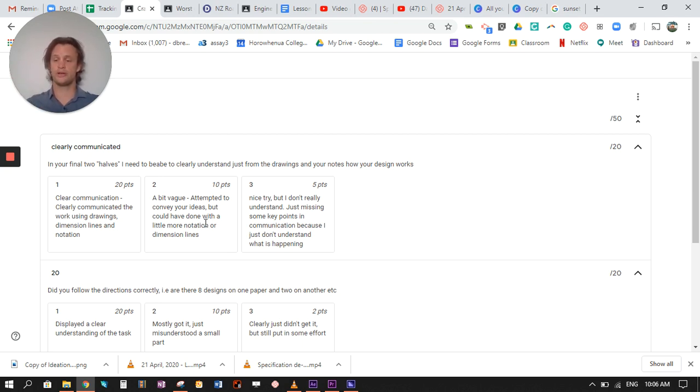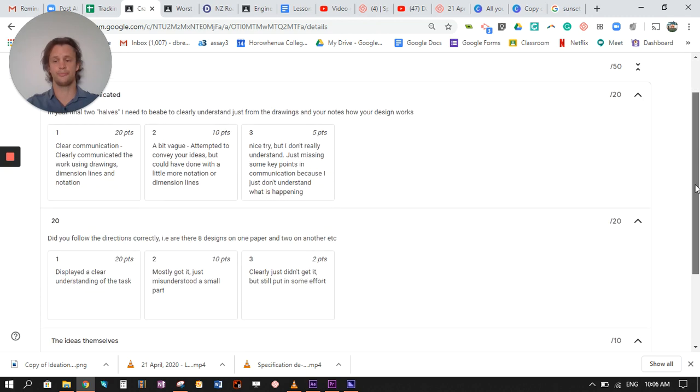If in those 2 developments they're a bit vague, you could have done a bit more with some better notation and dimension lines, and you'll get 5 points if in your communication you tried, but it's just pretty token. You didn't really give it an effort, and it doesn't work that well.